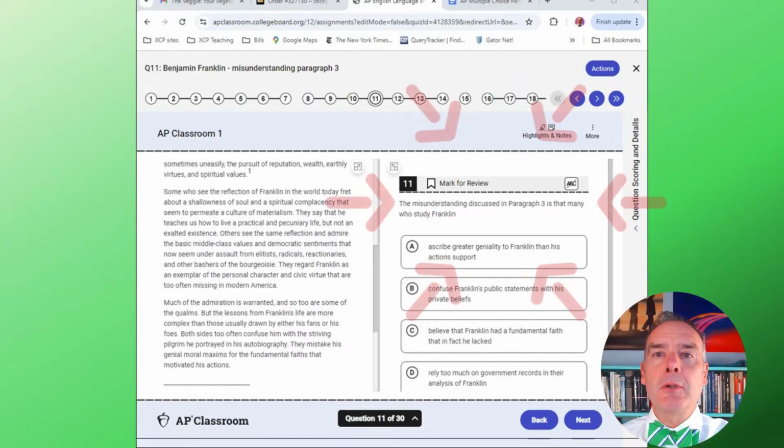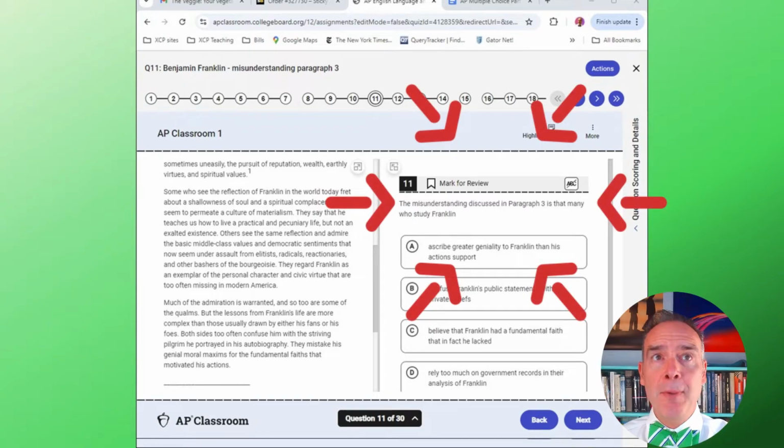Keep reading. Once you've read the passage, go to the questions. Answering the questions has its own strategy that you need to apply. Some questions will be about the passage as a whole, but some other questions will just be about specific parts of the passage. The questions will tell you what section of the passage is relevant to that question. For example, this question specifies paragraph 3 because it says, "The misunderstanding discussed in paragraph 3 is that many who study Franklin blank." After you read the question and go to the relevant portion of the passage, you should think of an answer to the question.